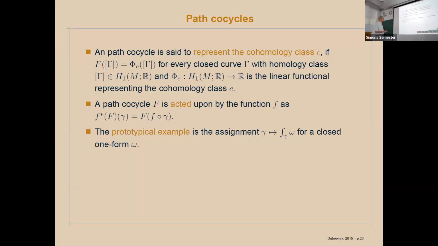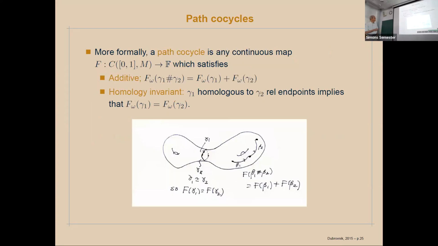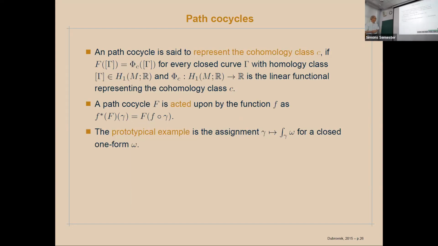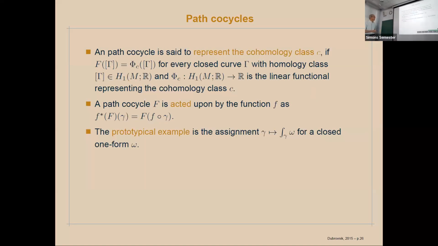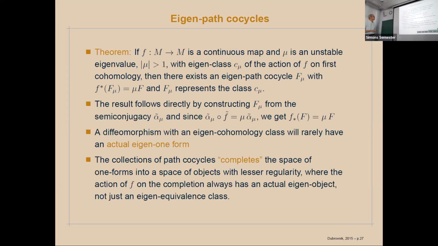This is a generalization of what you usually do in de Rham cohomology. If you have a closed one-form and you integrate along an arc, it satisfies these two properties: if you integrate and then integrate, you get the sum, and it's homology invariant because the one-form is closed. In a very precise sense, which I won't get into, the collection of path cocycles expands, generalizes and completes the collection of closed one-forms. That's all to come.